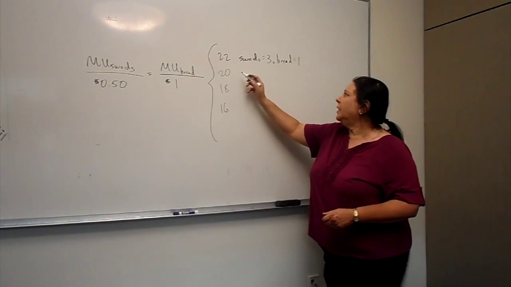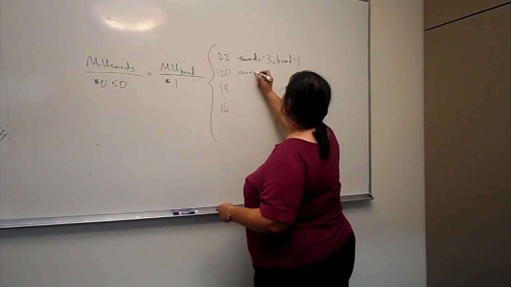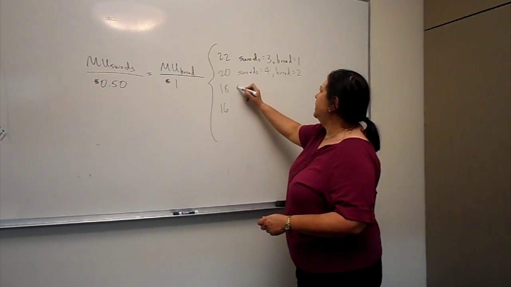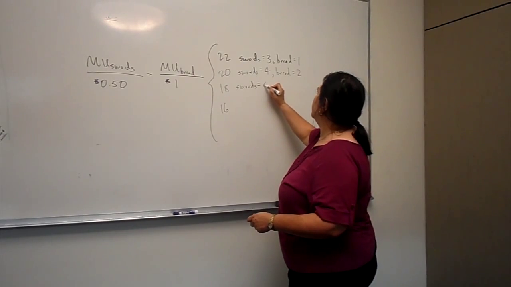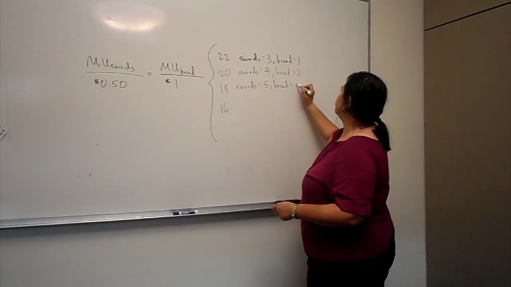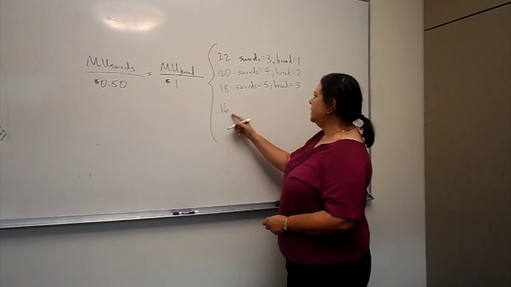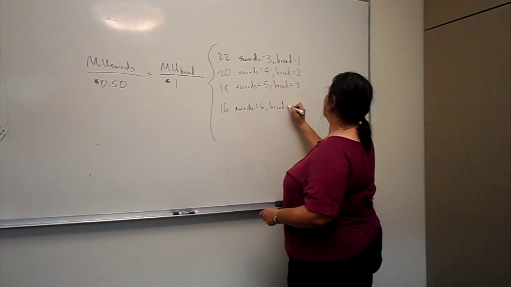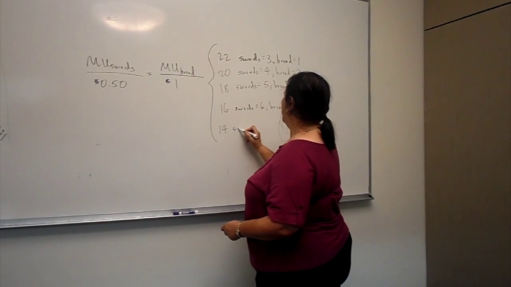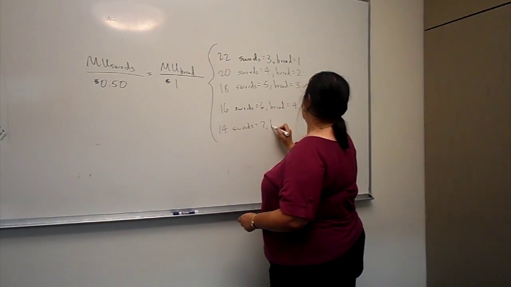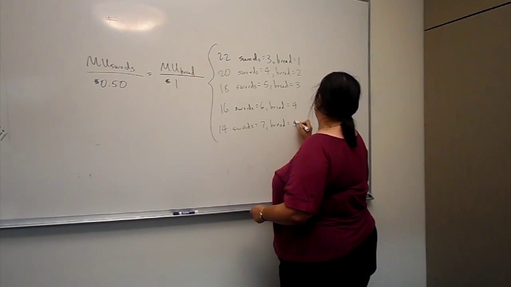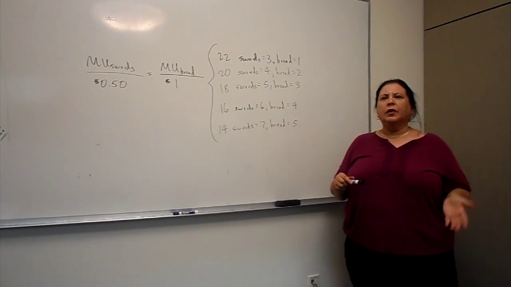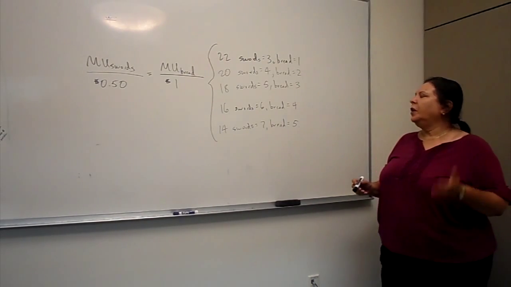They equal 20 when swords is 4 and bread is 2. They equal 18 when swords is 5 and bread is 3. They equal 16 when swords is 6 and bread is 4. And they equal 14 when swords is 7 and bread is 5. Okay. Which one are we going to choose now? We're going to choose the one which we can afford.